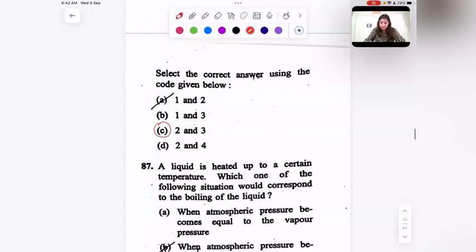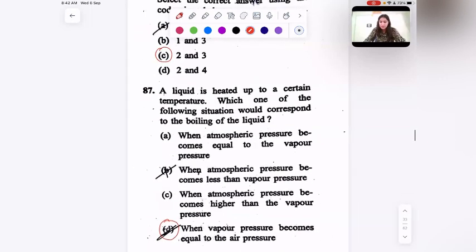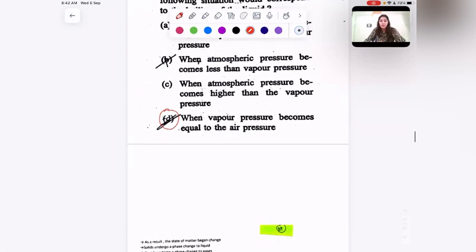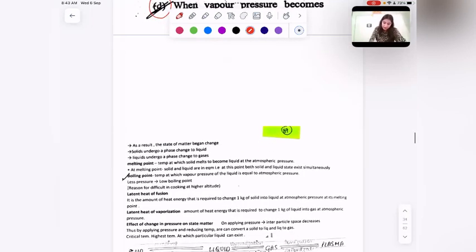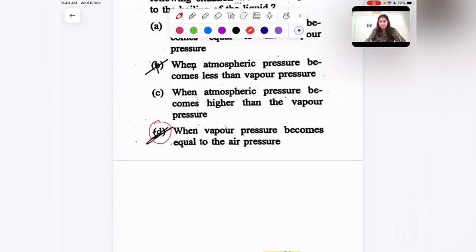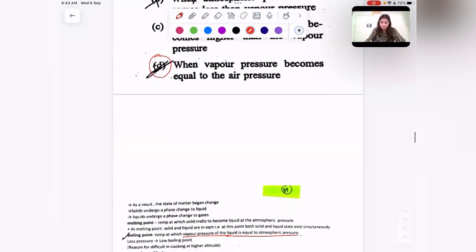Next, a liquid is heated up to a certain temperature. This question asks what is boiling point? So we know what is boiling point. Boiling point is when vapor pressure of the liquid becomes equal to atmospheric pressure. So option D is the answer.